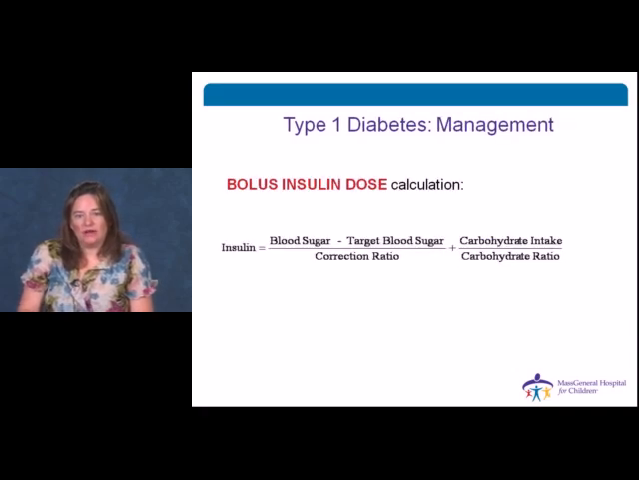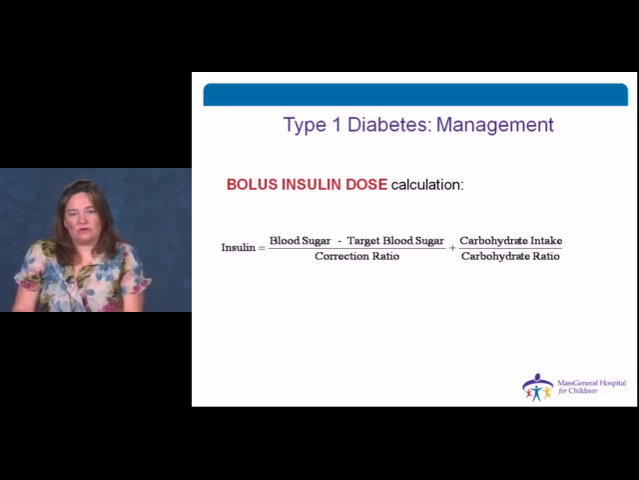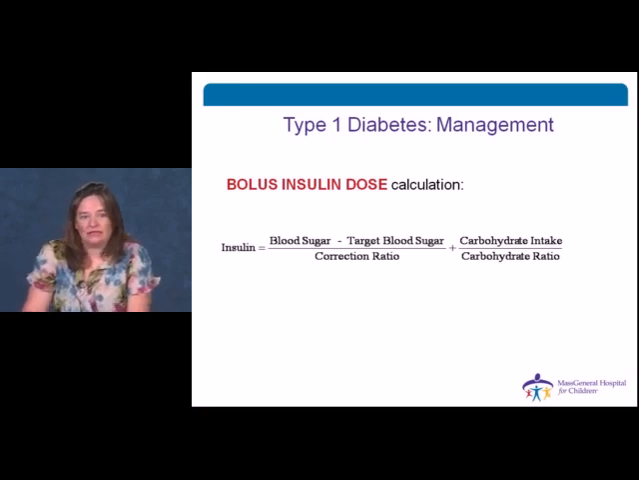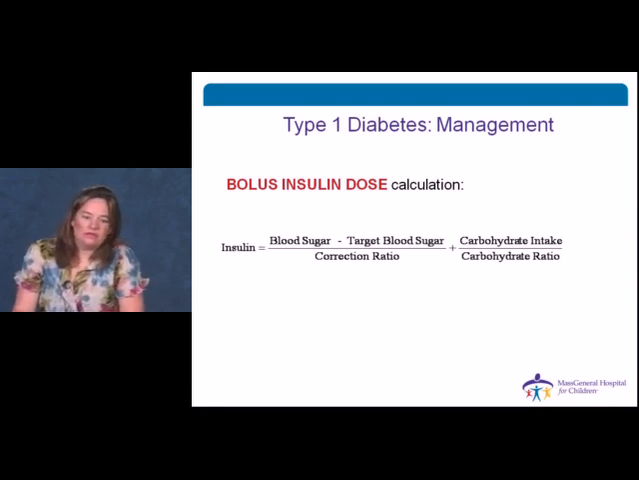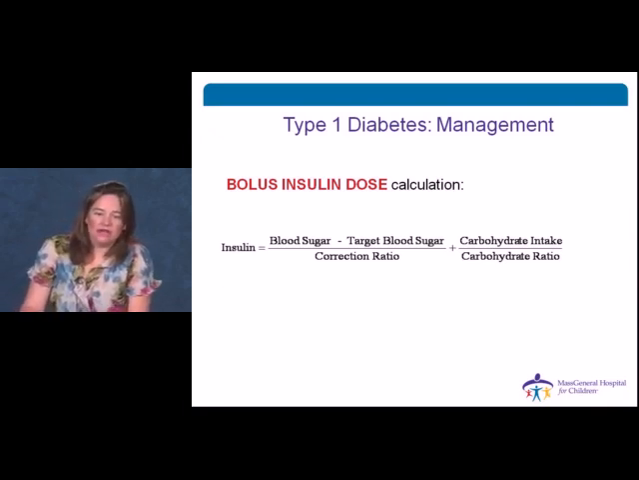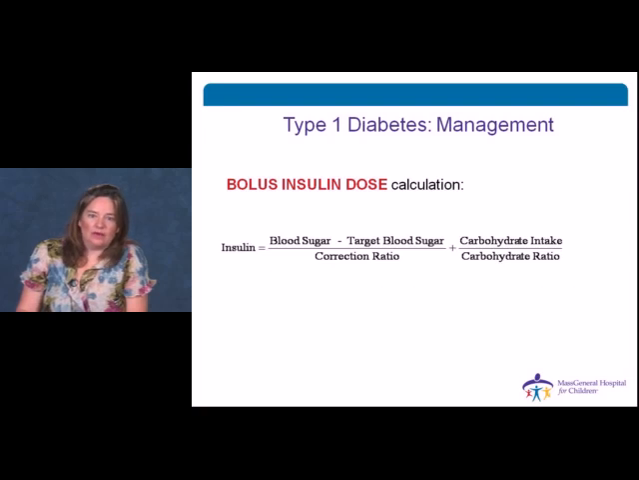And here's an example of the calculation that the patients do. They basically take their blood sugar, subtract that target blood sugar, and divide that by the sensitivity correction factor, and then add to that the number of carbohydrates they're going to eat, divided by their carbohydrate ratio. And they add those two numbers together and then round down to the nearest half unit, which is the smallest increment of insulin we can give via syringe. If they're using a pump, they may be able to round that down to 0.1 units.